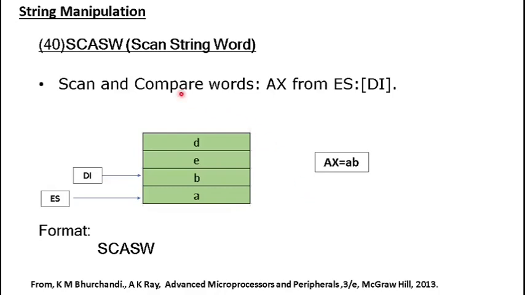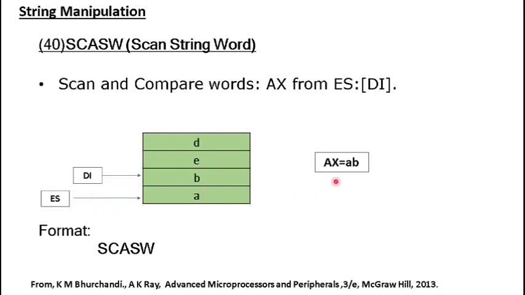Then there is another variant of scan string. We can scan a string at word level too. What it does is take a word stored in AX and compare it with the word pointed to by the extra segment DI combination.